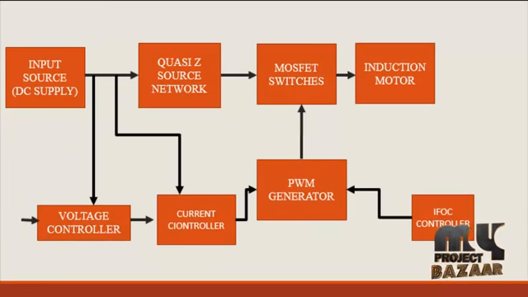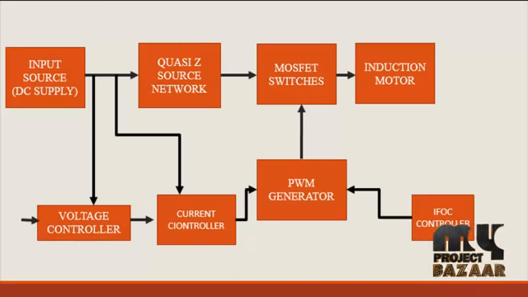In this flow diagram the input source is a DC supply, because the main objective of the flow is the inverter function. Inverter means that it converts DC to AC supply. So the input source is a DC supply. Then that DC supply is fed into the quasi Z source network. For example, a Z source network has two inductors and two capacitors. A quasi Z source network has one capacitor and one inductor.